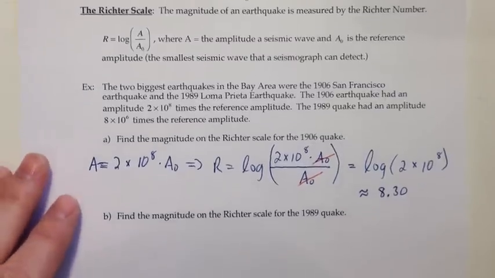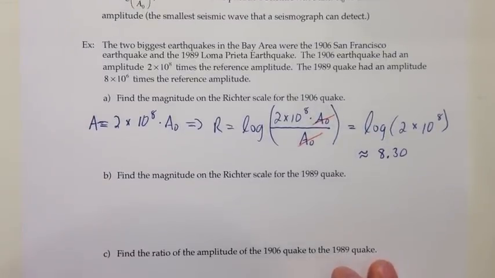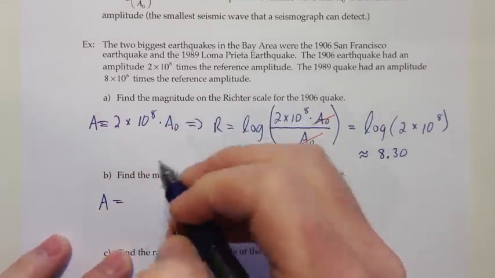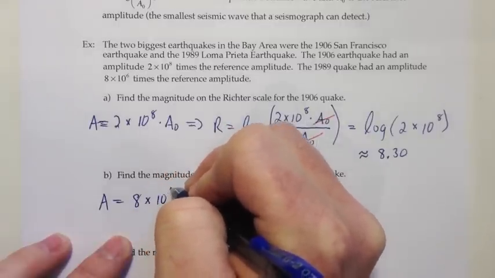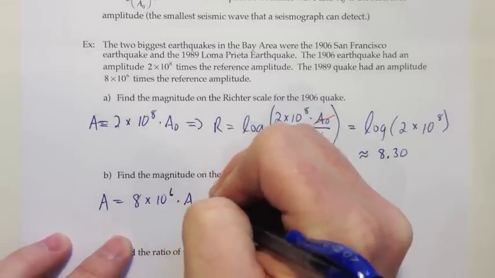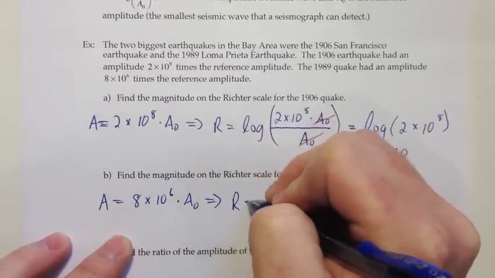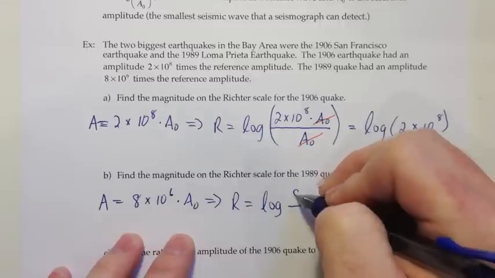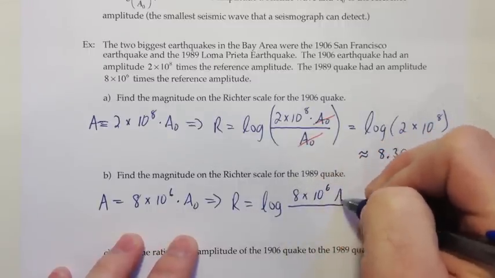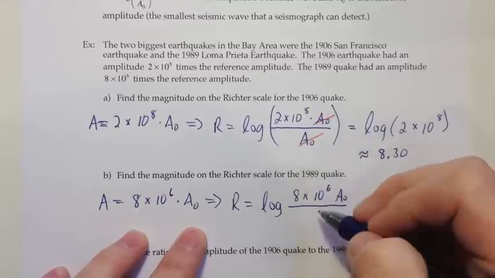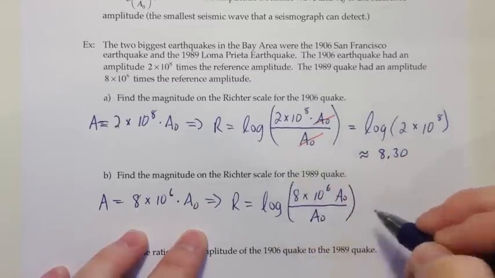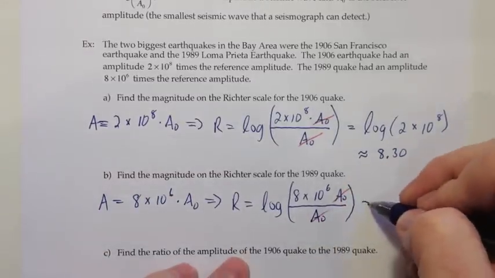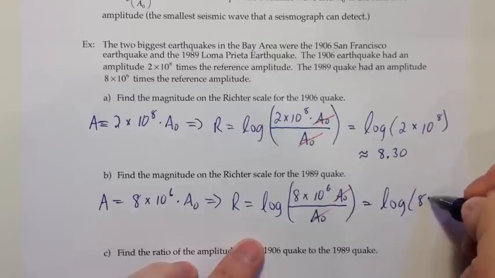Now when we move down to part B, they want us to do the same thing again, but for the 1989 Loma Prieta quake. So in that case, they say that the magnitude was 8 times 10 to the 6th power times the reference number, and then we just go through the same steps. So the magnitude on the Richter scale would be the log of A, which is 8 times 10 to the 6, over A0, and then just like last time, that part would cancel off. We end up with just the log of 8 times 10 to the 6.